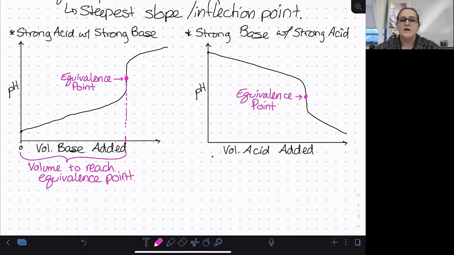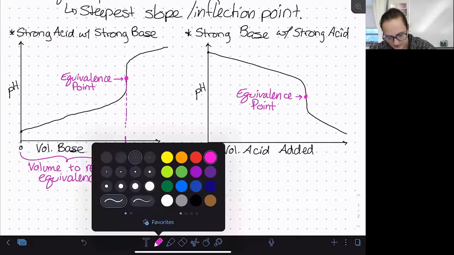For this one, if we have a weak acid or a weak base involved, it looks a little bit different. Actually, one other thing I wanted to mention before we move on.